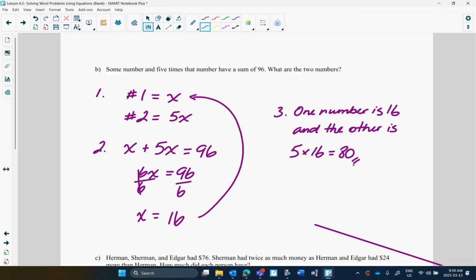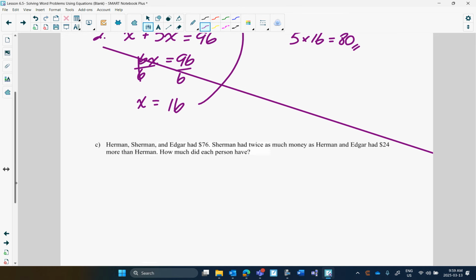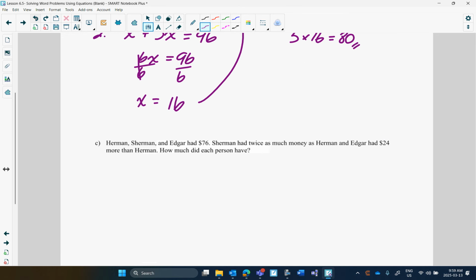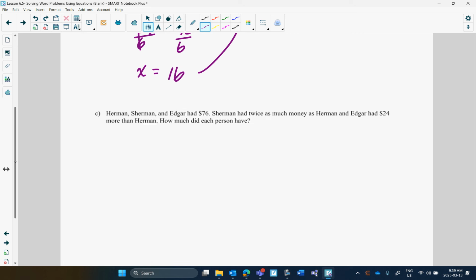Last one we'll look at for this. We're going to look at more word problems, but I want to keep them pretty straightforward today. And then we'll get into a little bit more complicated ones. Okay, Herman, Sherman, and Edgar had 76 bucks. Sherman had twice as much money as Herman. Edgar had 24 more dollars than Herman. How much did each person have?